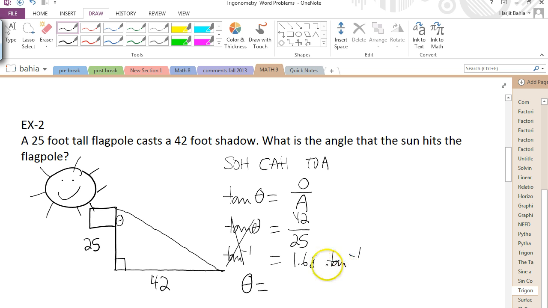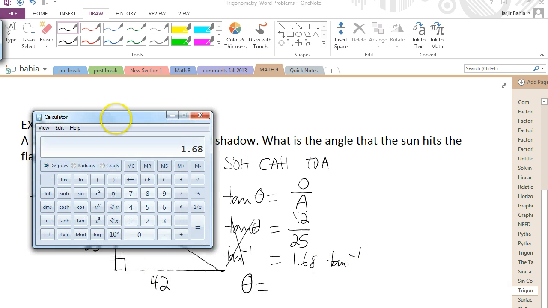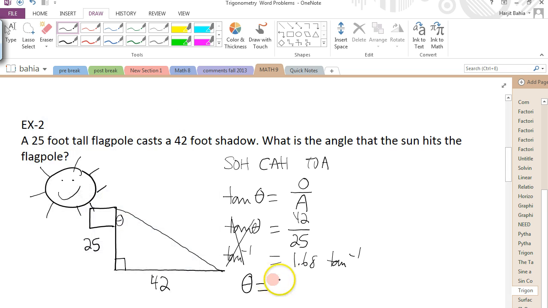1.68 inverse tan gives us 59.24 degrees. 59.24 degrees is that right there. No problem.